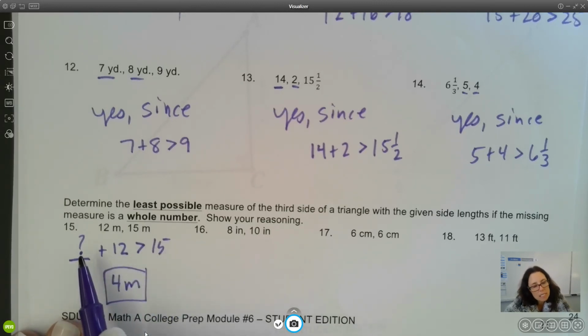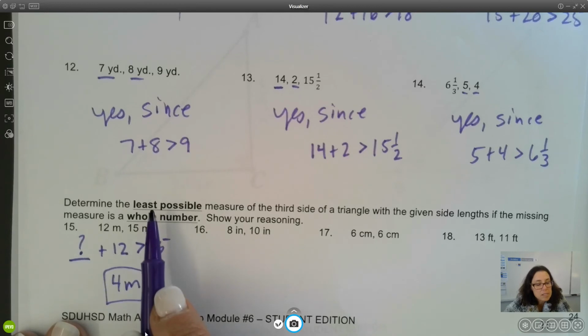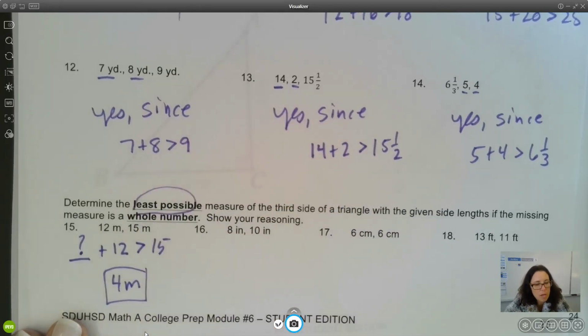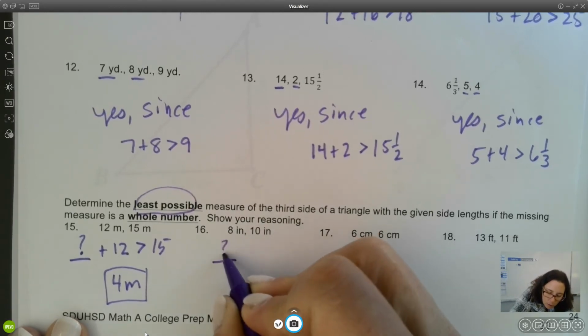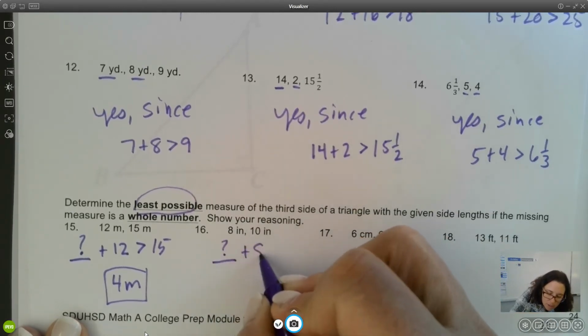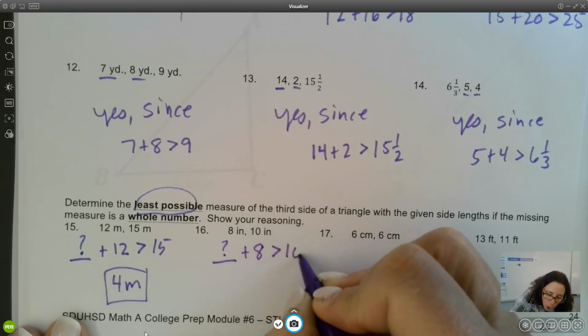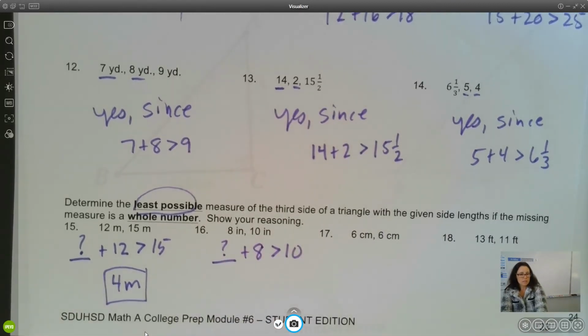Couldn't I put 10 in here? That's 22. Couldn't I put 100 in here? Yes, but the least possible is 4. Okay, so this guy, we're looking for the smallest plus the middle has to be greater than 10.